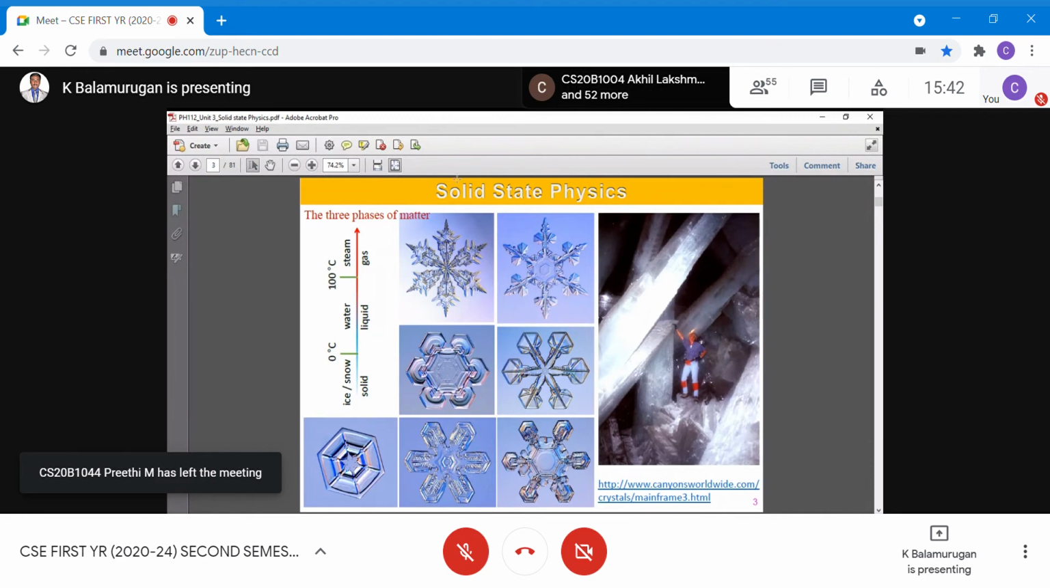What you see in this slide are the structures of ice, basically snow. If you go to a region where you get snowfall, the northern states like Jammu and Kashmir, or other countries like the United States or Canada, you get snowfall roughly from December to February.